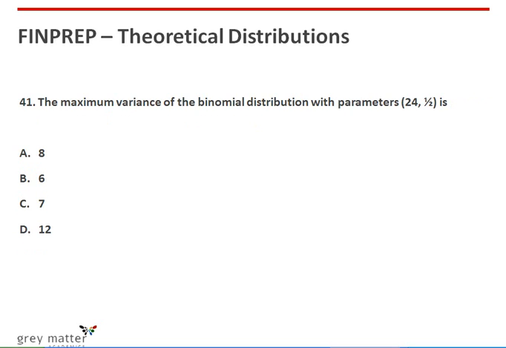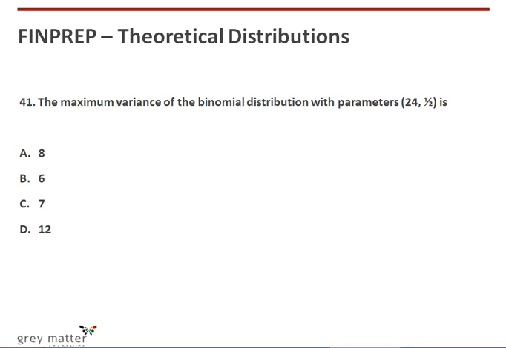41st problem: the maximum variance of the binomial distribution with parameters 24 comma 1 by 2 needs to be worked out. We know in this format 24 will represent the size of the binomial, that is n, and p will represent half, the probability of success. So q will also be 1 minus p, which is equal to half. So variance is nothing but npq. That is the standard thing in a binomial distribution.